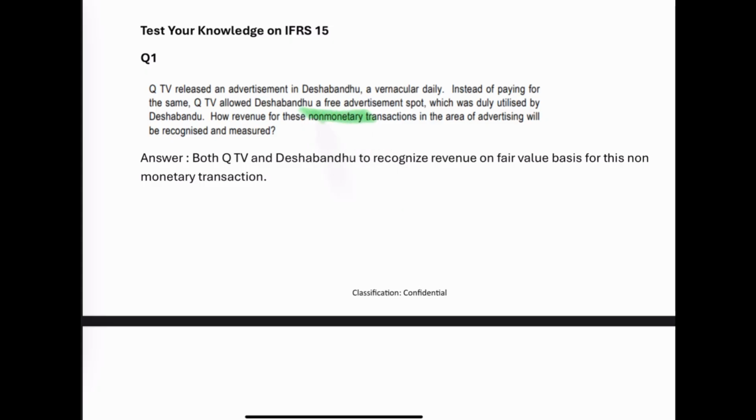So this is how non-monetary transactions in the area of advertising will be recognized and measured. As per Ind AS 115, all non-monetary transactions need to be recognized at fair value. So we'll have to determine the fair value of those advertisements. Then based on the fair value, the revenue needs to be recognized both by QTV as well as the Deshabandhu newspaper.